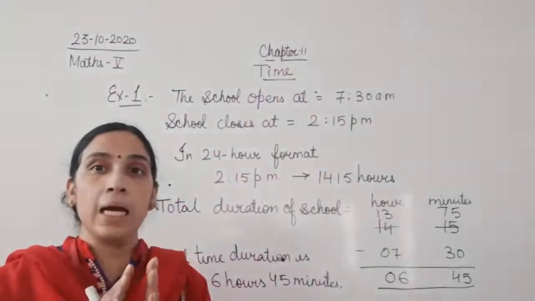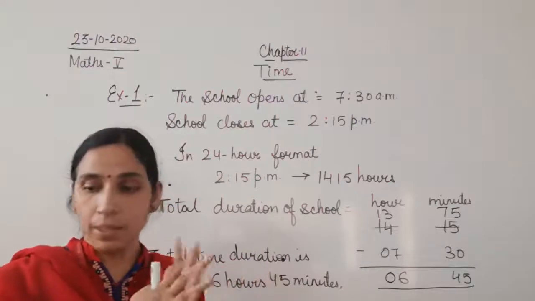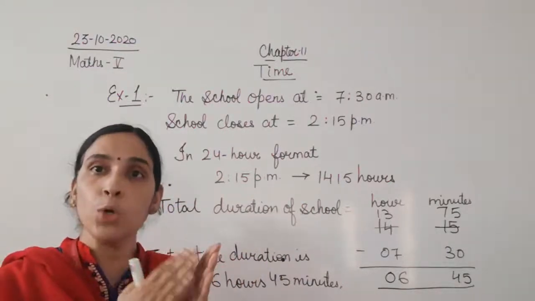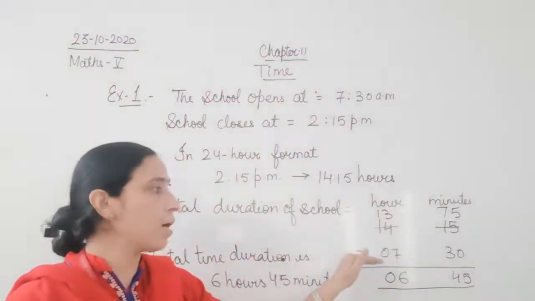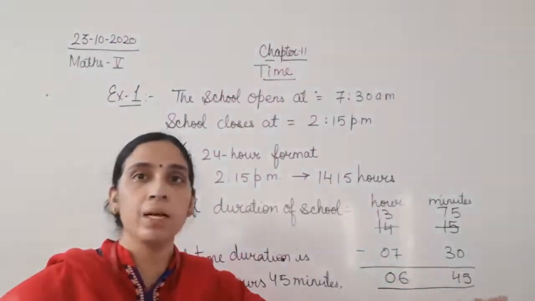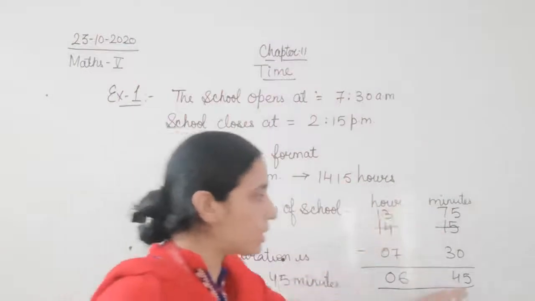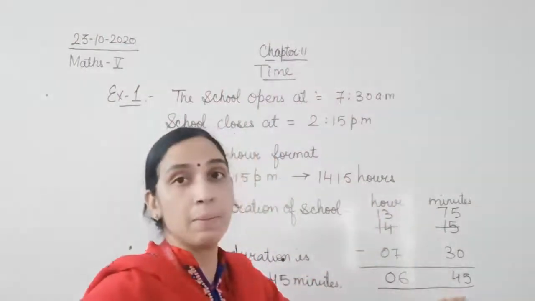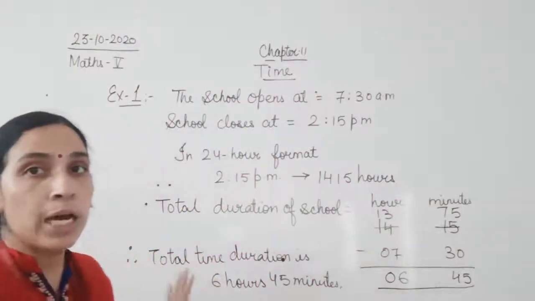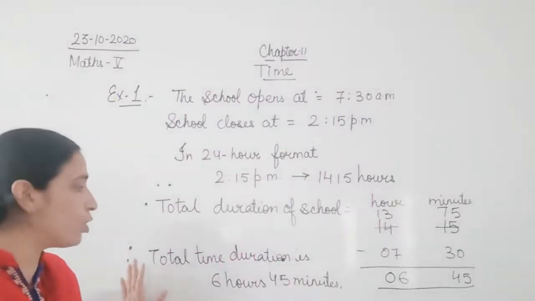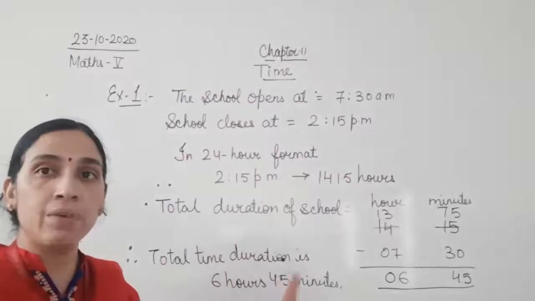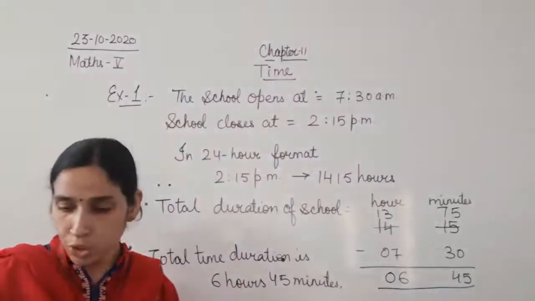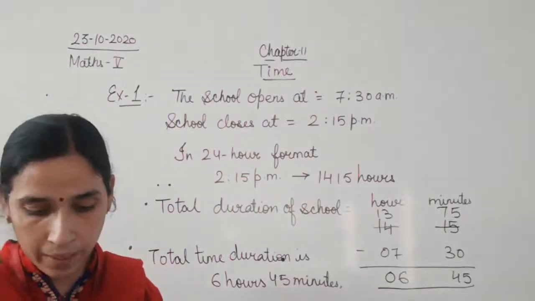from the closing time, that is 14:15 hours. Out of 14:15 hours, you will be subtracting 7 hours 30 minutes. Do the subtraction, and you will be left with hours and minutes. So that is what we will write here. Therefore, the total time duration is 6 hours 45 minutes. So children, this is your example number 1.